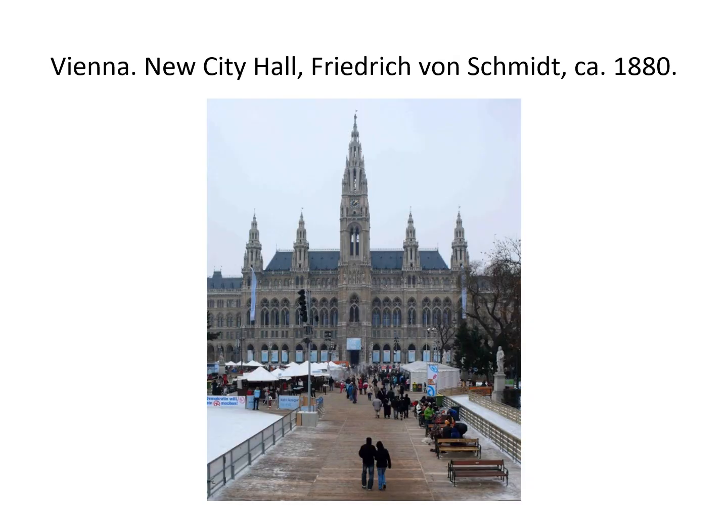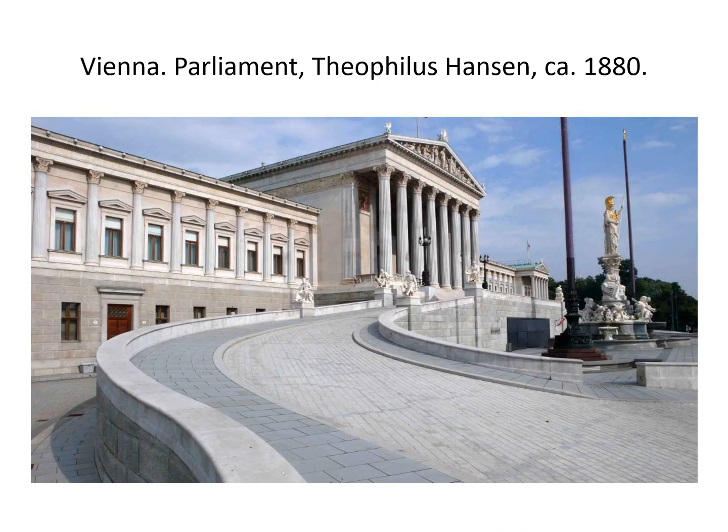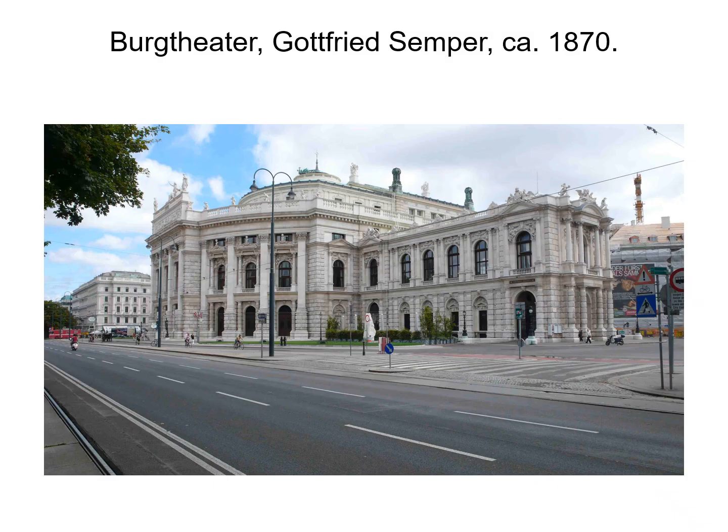Construction began on the rest of the Ringstrasse's 24 institutional structures in the 1870s. This image in Vienna, the new city hall, Friedrich von Schmidt, circa 1880. This image is also in Vienna of the Parliament, Theophilus Hansen, circa 1880. An image of the Burg Theater, Gottfried Semper, circa 1870.